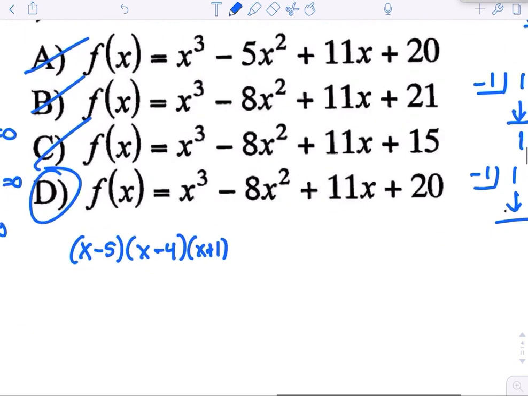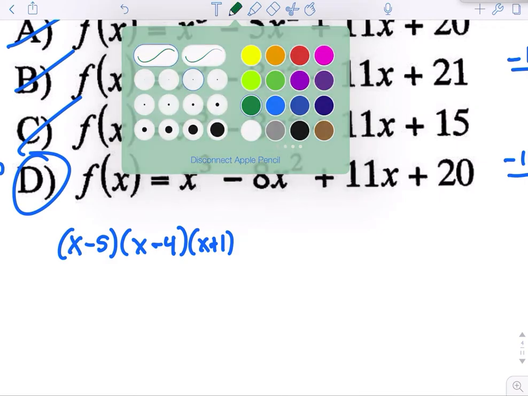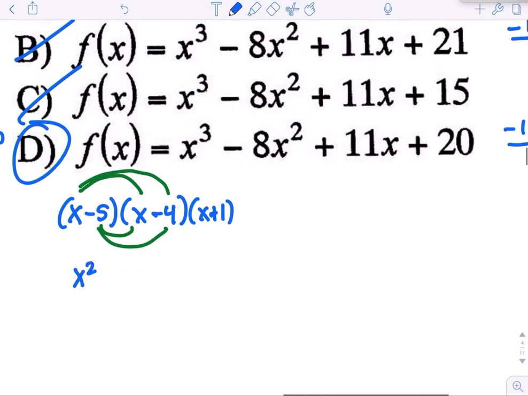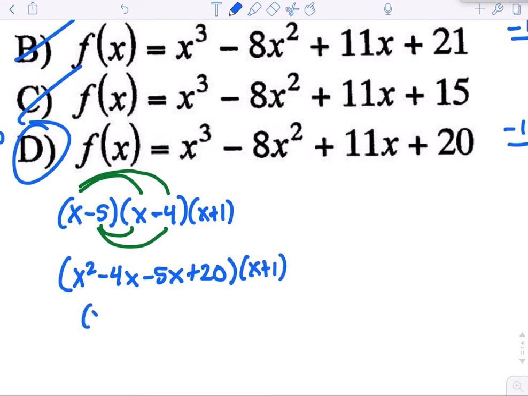Okay, so I would just do this first. You could do it the other way too, you guys. You could go from right to left. X times x, x squared. X times negative 4, negative 4x. Negative 5 times x is negative 5x. Negative 5 times negative 4 is 20. All times x plus 1. So we're going to get x squared minus 9x plus 20, times x plus 1.